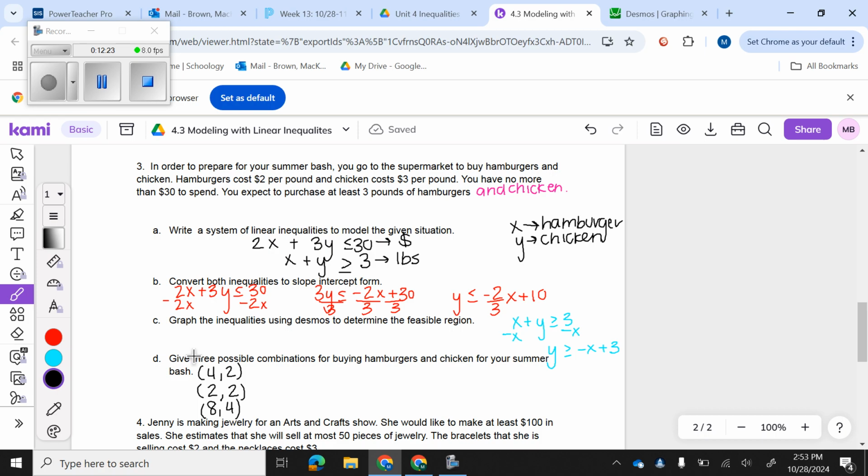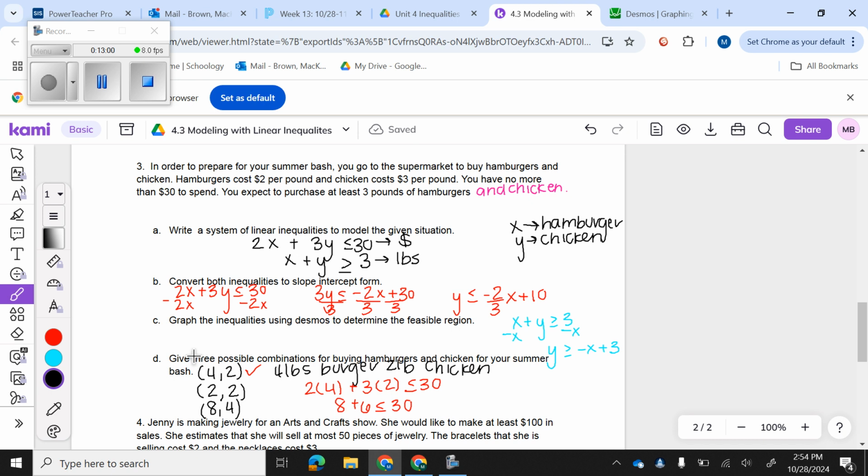Okay, so let's go back up here. X was your hamburger, and Y was your chicken. So right here, 4, 2, that'd be 4 pounds of burger and 2 pounds of chicken. A quick way to check that is if I add those together, is that more than 3? Well, yeah. And if I put 4 into this equation, I'd have 2 times 4 plus 3 times 2. That's got to be less than or equal to 30. Well, 2 times 4 is 8, plus 3 times 2 is 6, and that is less than or equal to 30. So I know that this one is good.